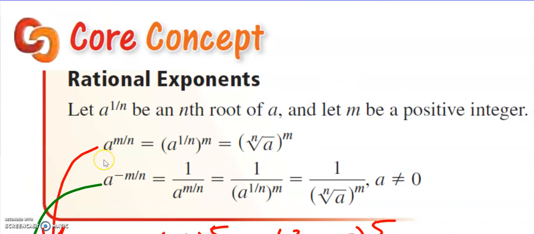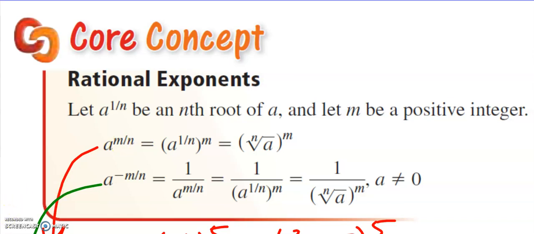Okay, so I just want to sum up. One of the biggest things you should hopefully get from this lesson, if you get nothing else, is the ability to take a base raised to a rational exponent, which means a fraction, and convert it to a root and an exponent. Or take a root and an exponent and convert it to a base raised to a rational exponent. That is one of the key takeaways that you want to have.